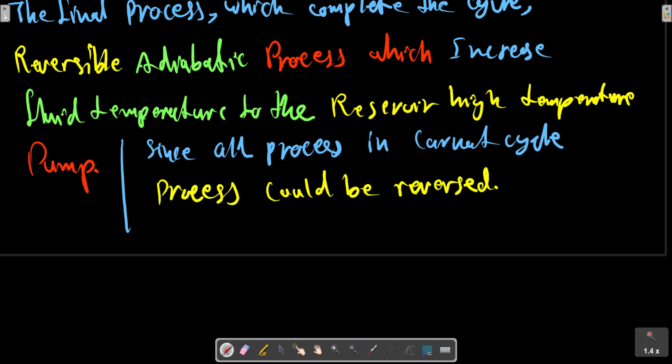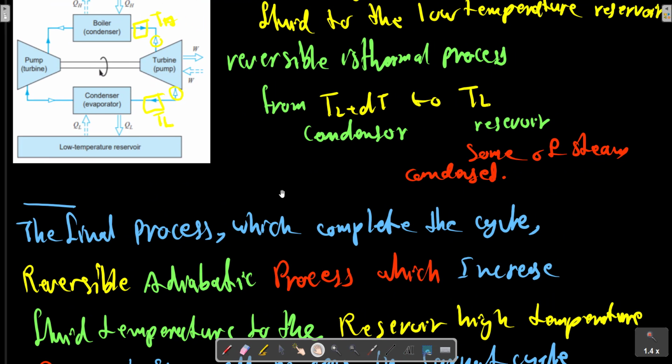The temperature of the working fluid in the evaporator, we just talk about the refrigerator with the dotted arrows. The temperature of the working fluid in the evaporator would be infinitesimally lower than the temperature of the low temperature reservoir, and in the condenser it would be infinitesimally higher than that of the high temperature reservoir.